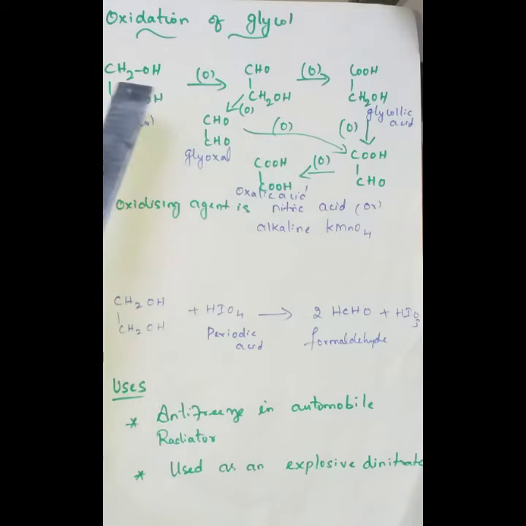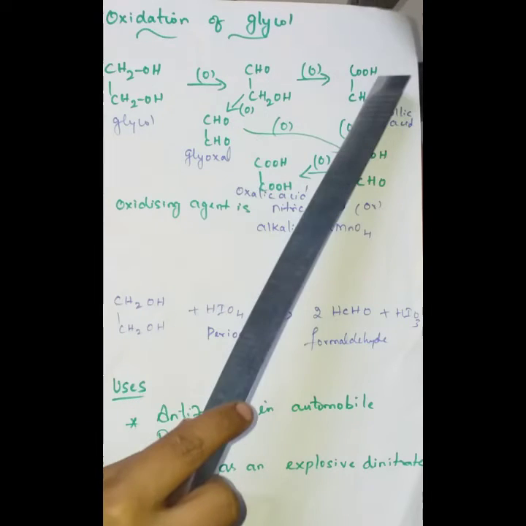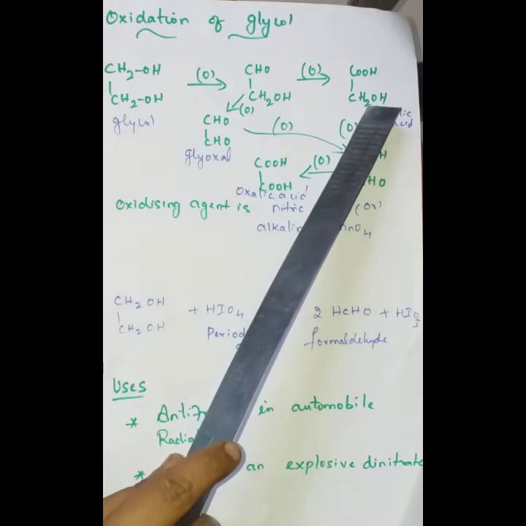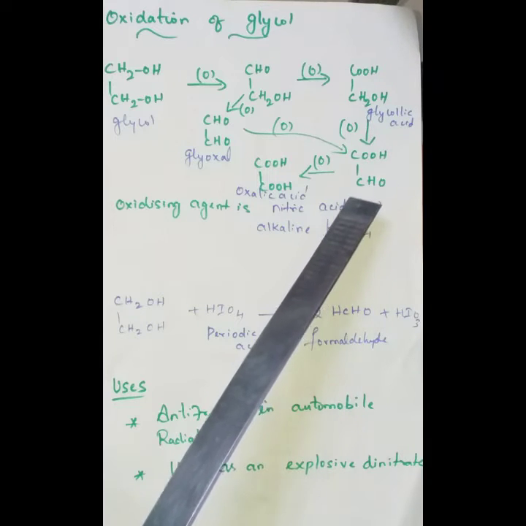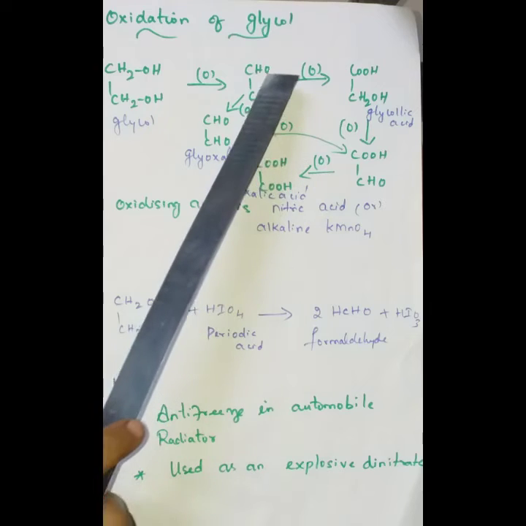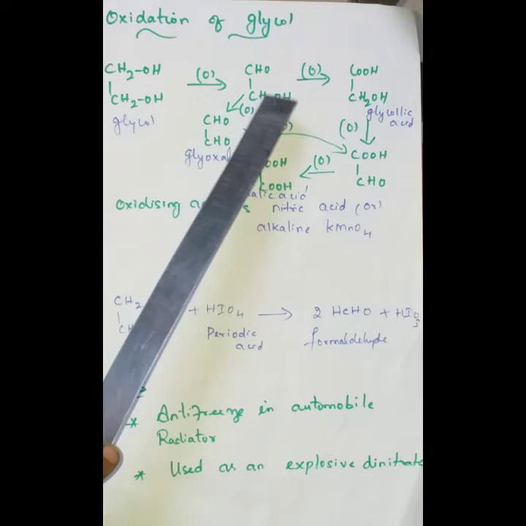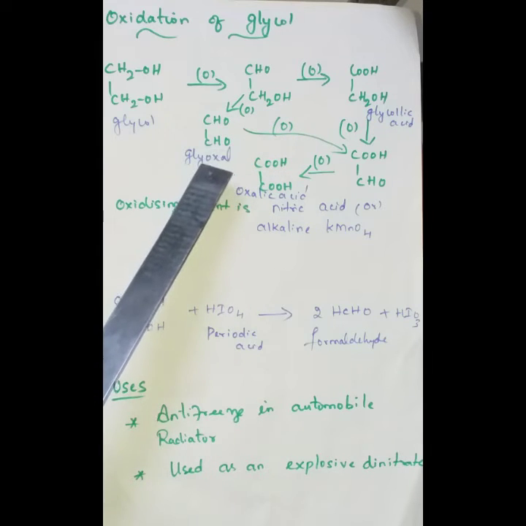Once again I repeat, first we have to take the first carbon completely oxidized, then only the second carbon. So here it is oxidized to CHO, then the CHO group is oxidized to acid. Now take the second carbon oxidized to aldehyde, the same aldehyde oxidized to acid, so it is oxalic acid. But in between, if this compound is oxidized and the second carbon is also oxidized, we get glyoxal.